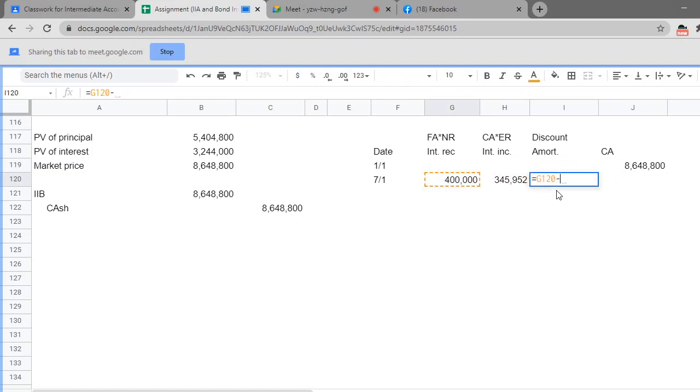The difference is 54,048. And this 54,048, is it a discount or a premium? That's a premium. And since it's a premium, dapat i-minus. Therefore, your carrying amount as of July 1 should be 8,594,752. Padayon ta, 1-1 for year 2.